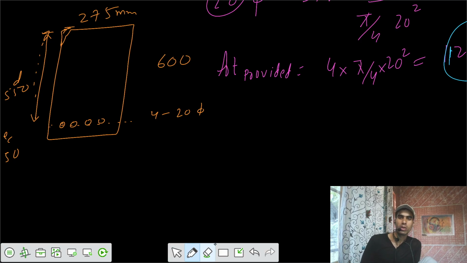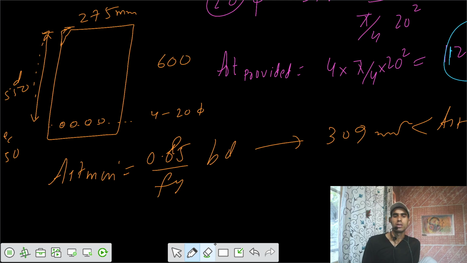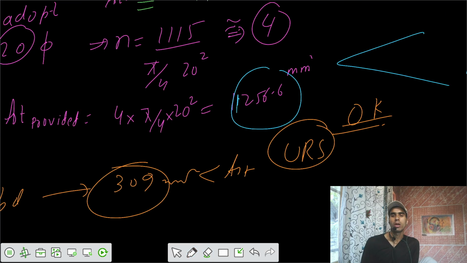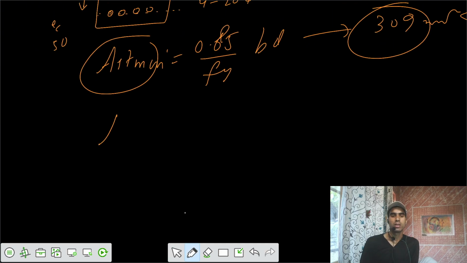And you can also check AST minimum. That's not a bigger task. AST minimum is 0.85 Fy BD divided by Fy. You solve this one and you would get some value. This would be 309 millimeters square. That's lesser than that AST provided. That means minimum you have to provide 309, but we are providing 1256. That's safe.